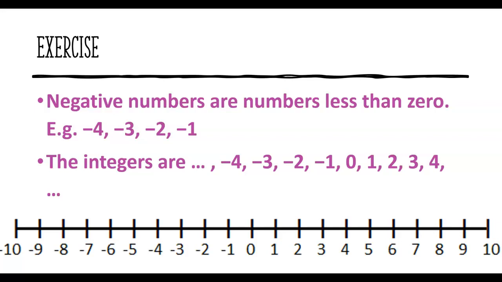So -4, -3, -2, -1. And integers, as I said before, are just whole numbers. You can see there we're going from -4 to 4. Numbers that aren't integers would be something like 0.5 or -3/4. So we're only looking at whole numbers, and we're looking at both positive and negative numbers.